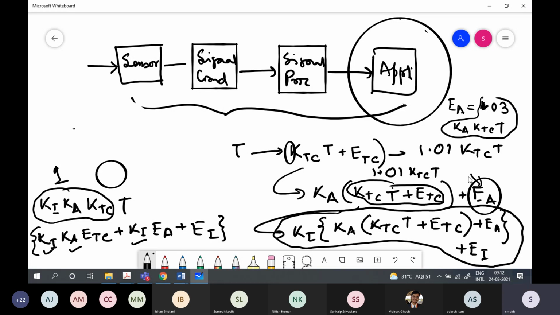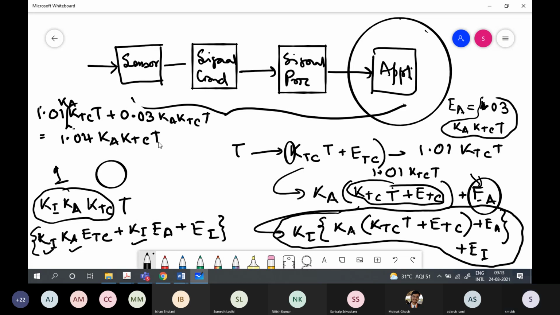So now I substitute this, and this becomes 1.01 KTC into T plus 0.03 KA into KTC into T. Actually, sir, here the input is 1.01 into KTC into T. So here also K. So that becomes now 1.04 KA into KTC into T.